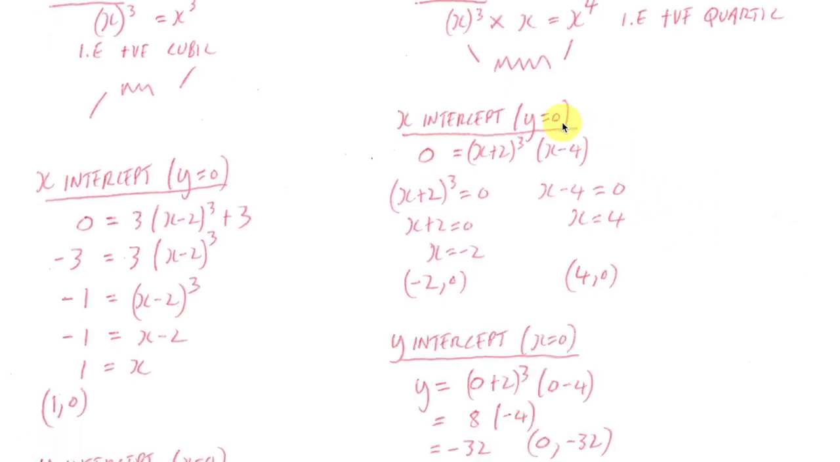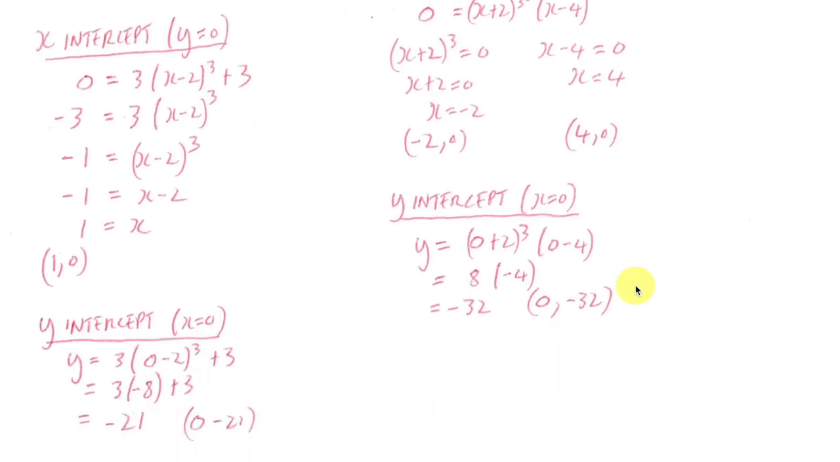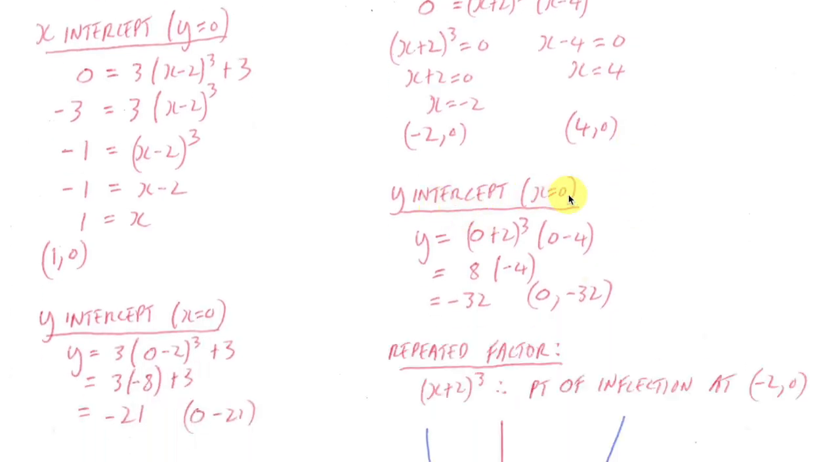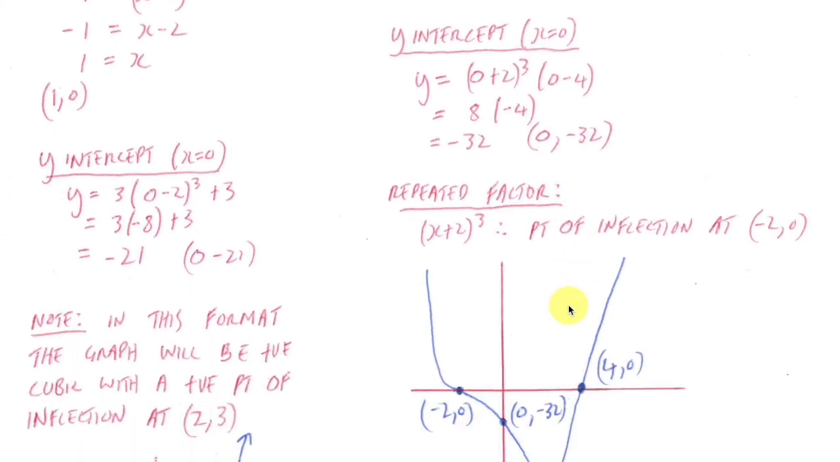X-intercept, let's make y equaling 0 and solve for x, and I get these 2 x-intercepts. Then my y-intercept, sub x equaling 0 to get that y-intercept. And now let's consider the repeated factor.